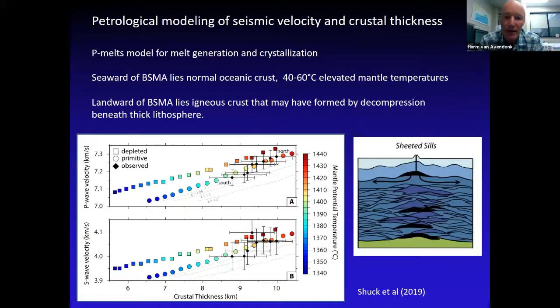So when Brandon modeled this, for example ENAM line 3, what he found is that we have great constraints from both the compressional and shear wave seismic velocities. We can either start with a primitive or a depleted composition, which is a normal mid-ocean ridge composition. And we can model different mantle potential temperatures, shown here with cooler mantle conditions in blue, and higher temperatures in the mantle in red.